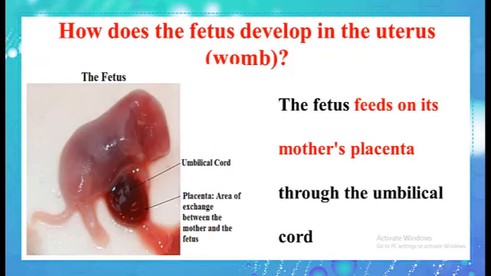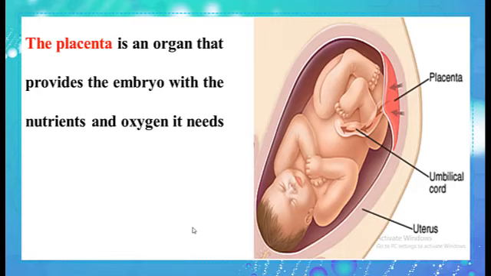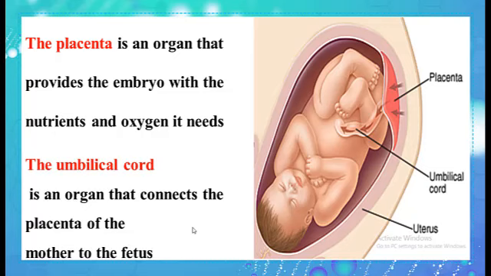The fetus feeds on its mother's placenta through the umbilical cord. The placenta is an organ that provides the embryo with the nutrients and oxygen it needs, and the umbilical cord is an organ that connects the placenta of the mother to the fetus. So the placenta is the place where the food and oxygen needed for the embryo are found, and they can pass to the embryo through the umbilical cord, which connects the placenta of the mother, that is the industry or the factory that contains the food and oxygen, to the fetus.